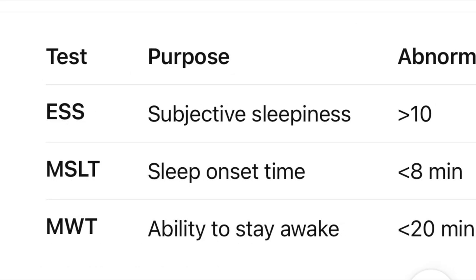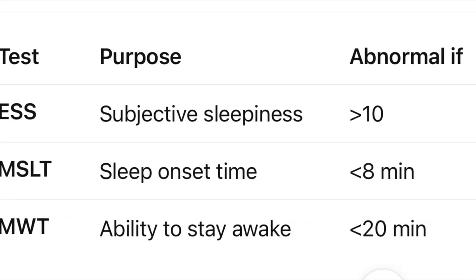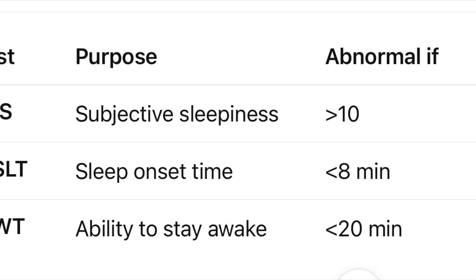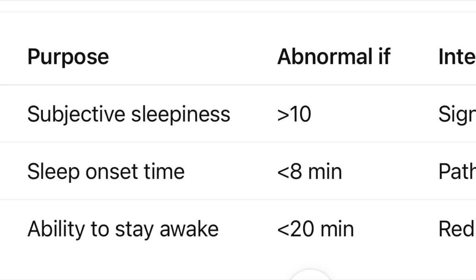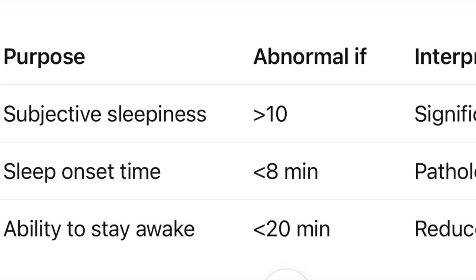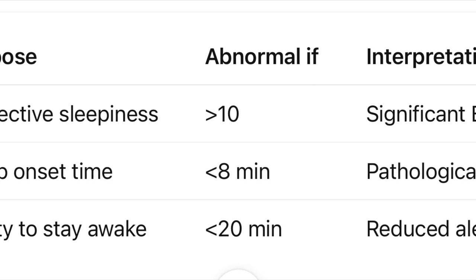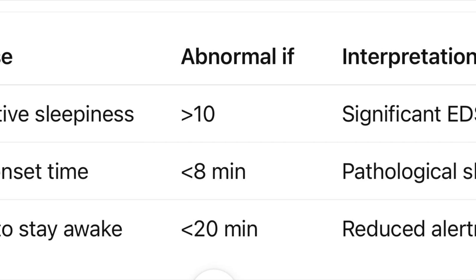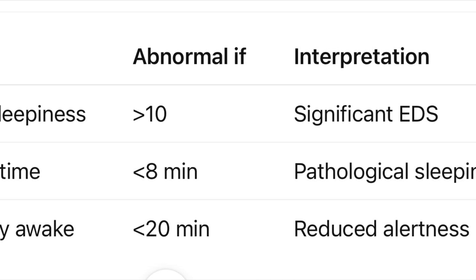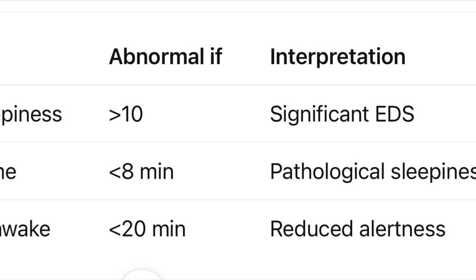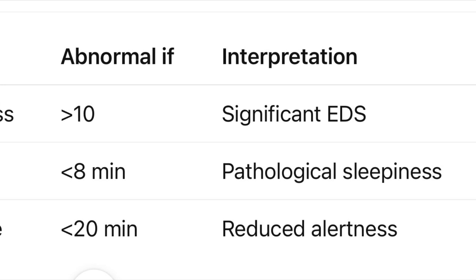Key cutoff summary. ESS detects subjective sleepiness. If it is more than 10, it is significant EDS. MSLT, multiple sleep latency test: sleep onset time of less than 8 minutes detects pathological EDS. MWT, maintenance of wakefulness test, detects the ability to stay awake. If it is less than 20 minutes, that means there is reduction of alertness. So this is all about excessive daytime sleepiness.